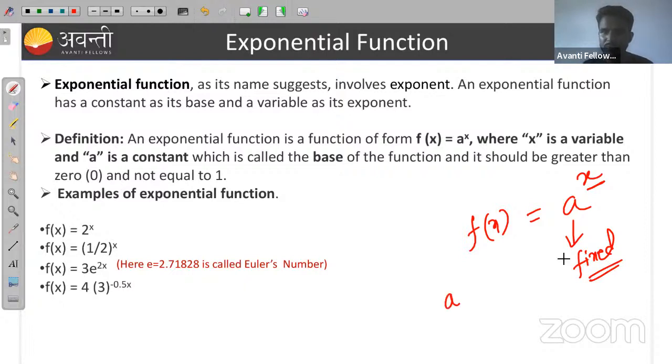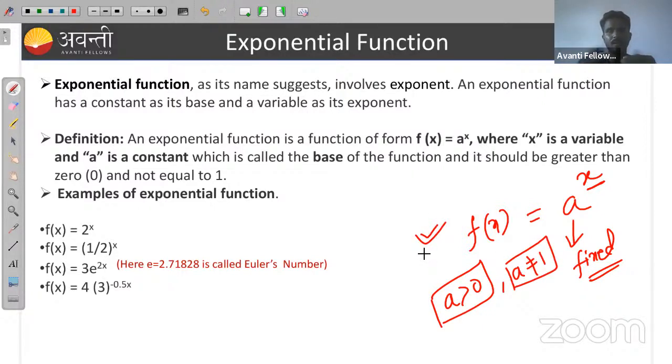And please do remember, a should always be positive and a should not be equal to 1. For the base of an exponential function, a to the power x, a is fixed, it is a constant, and x is going to vary. In place of a, I can't take any negative number, and I can't take 0 or 1 either, because if you take 1, for any x value the output is always 1, which is the same as a constant function. So it's not going to be a different function.